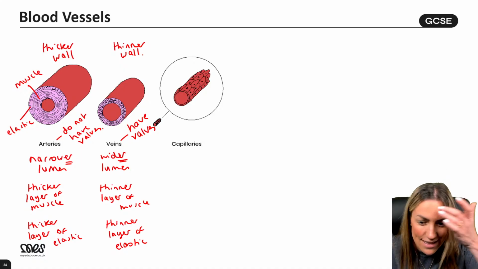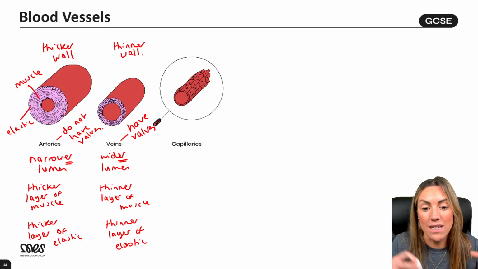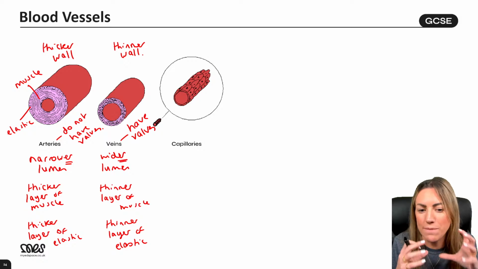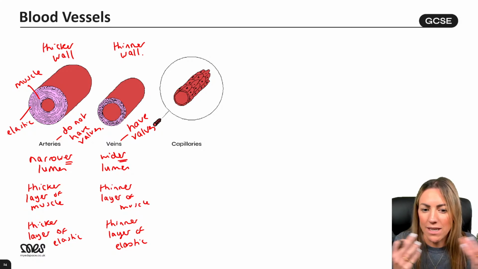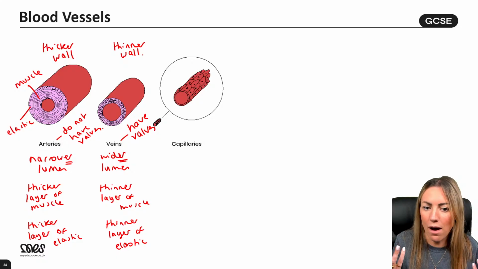Yes. Arteries are thicker, Hannah, because they carry blood at higher pressure, right? So the wall has to be thick to withstand that pressure. Because remember, arteries carry blood away from the heart.